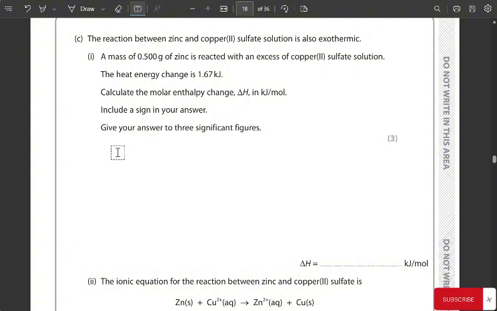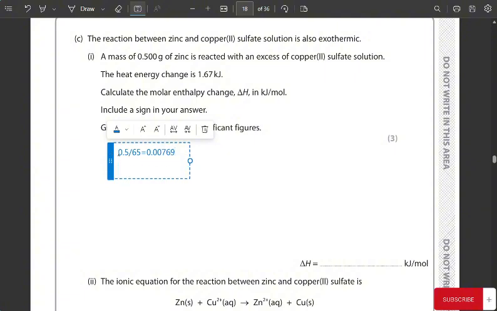Give your answer to 3 significant figures. To find this, first we should find the moles of zinc that have been used, and for this we divide the mass by the molar mass of zinc. 0.5 divided by the molar mass of zinc, which is 65, and by this we can easily know that the moles of zinc used in this experiment is equal to 0.00769.